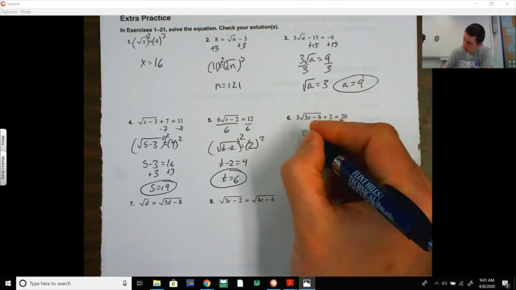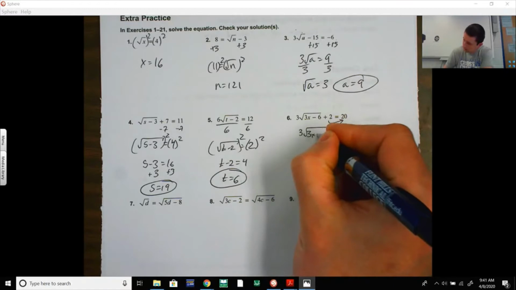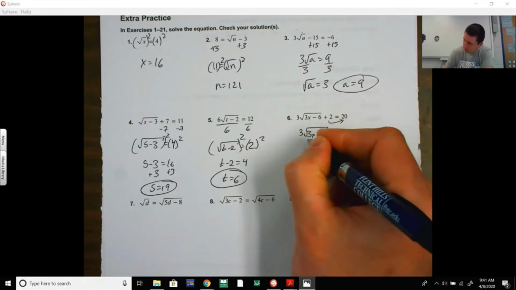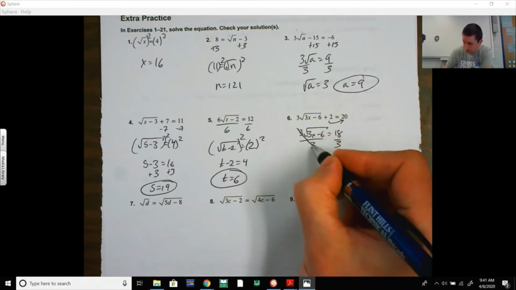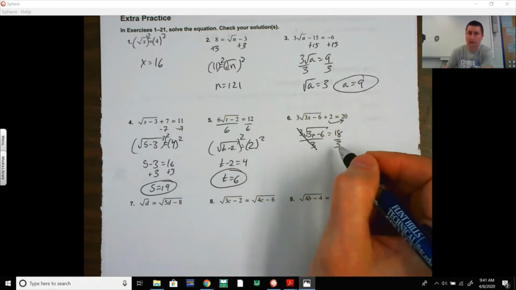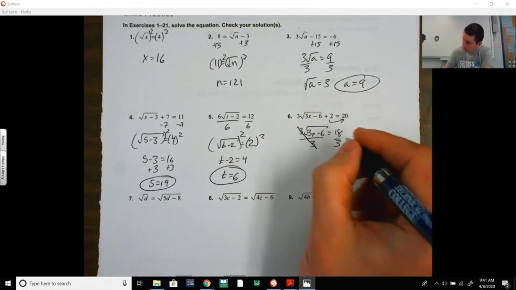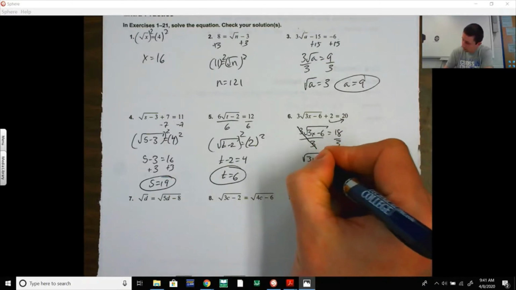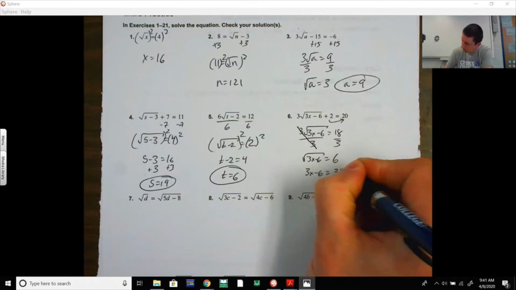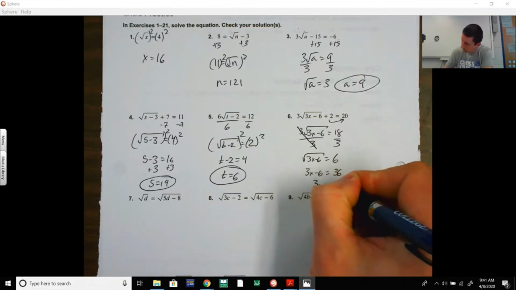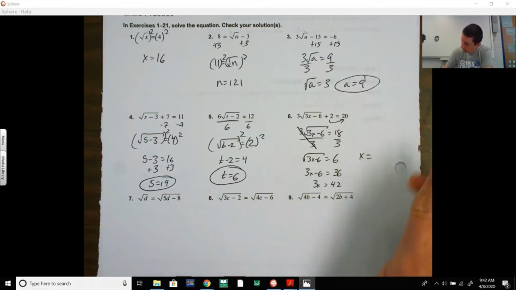Minus the 2, 3 times the square root of 3x minus 6 equals 18. Divide by 3. Now when I divide by 3, it takes that one off. It does not do anything on the inside, just on the outside. So square root of 3x minus 6 equals 6. So 3x minus 6 equals 36. 3x equals 42. So x equals 13? 14.